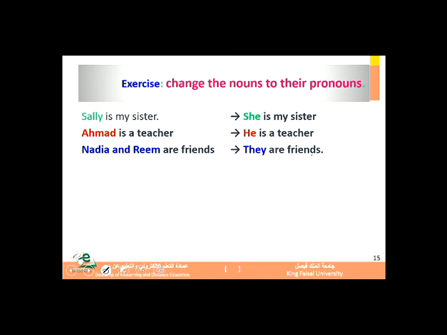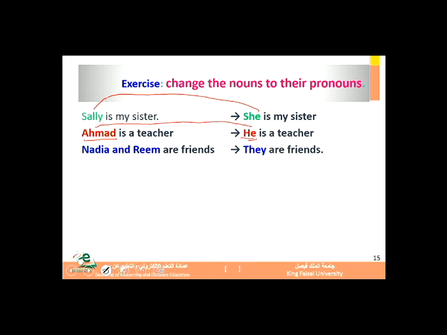This is another exercise. Sally is my sister. If I need a pronoun that can refer back to Sally, she is my sister. This pronoun refers back to Sally because Sally is female and the pronoun she is also female. Ahmed is a teacher. The noun Ahmed is a masculine noun which needs a masculine pronoun. So again, the pronoun here refers back to Ahmed.